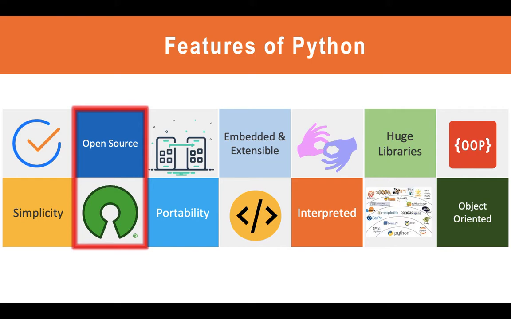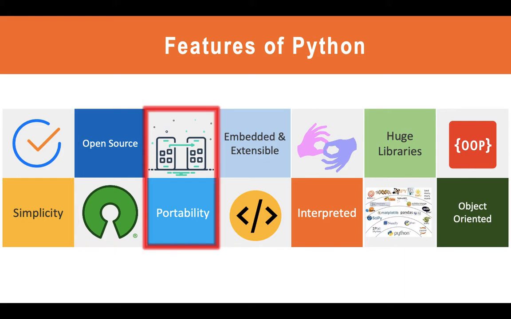No problem. Okay, next is open source. I think open source is not defined, right? Open source means any powerful language which is very useful can be free for everyone to use as an alternative. Okay, next coming is portability. Python code can be shared and it would work the same way as intended, seamless and hassle free, right?